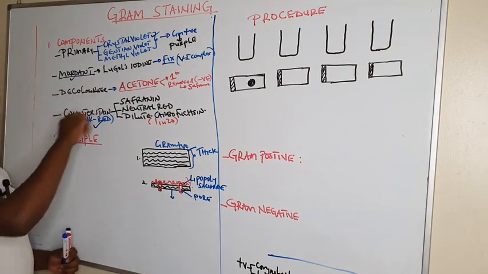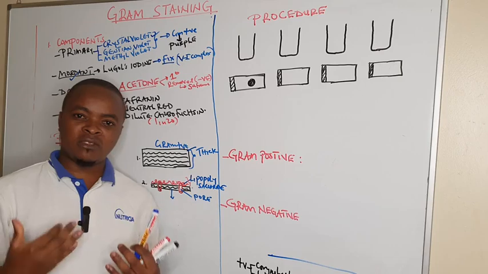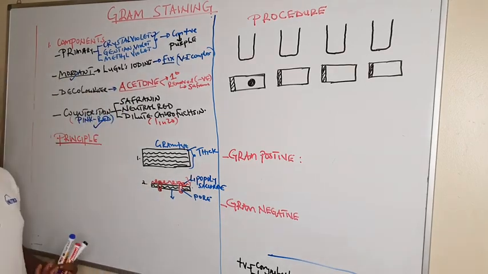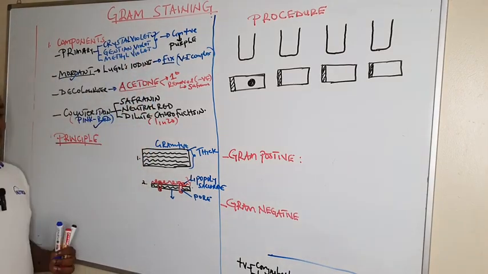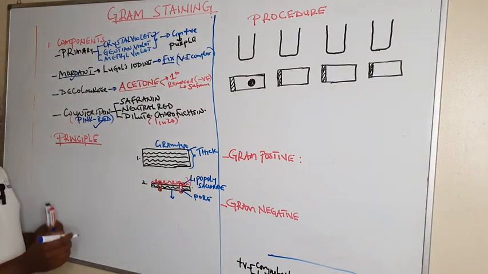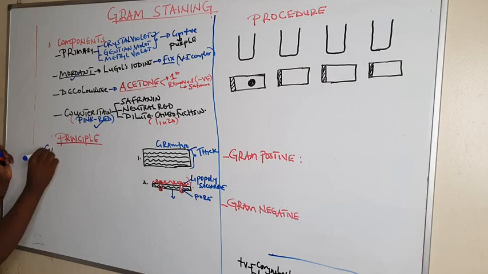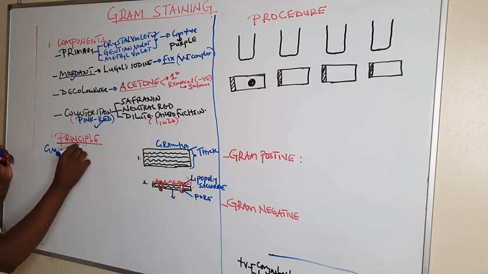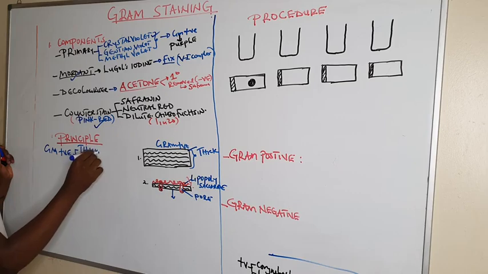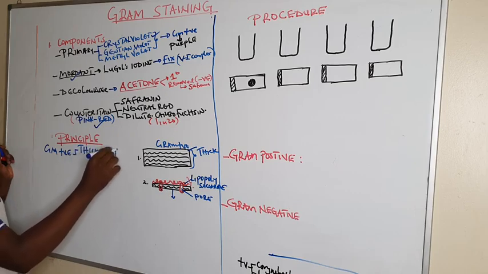So after looking at the components and their functions, now we want to look at the principle behind this. And the principle is already summarized here, whereby we are saying that gram-positive organisms have what we call a thick peptidoglycan layer.